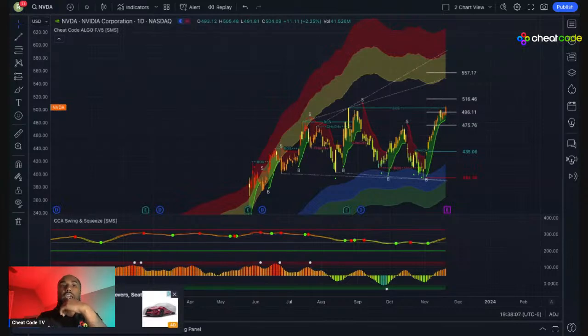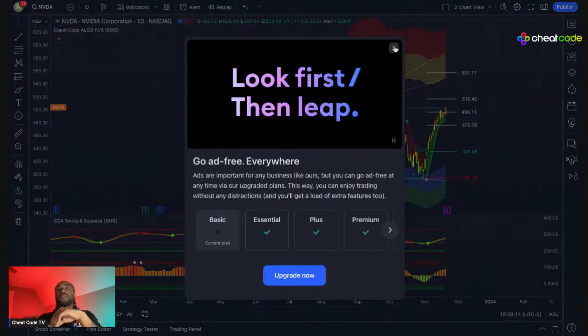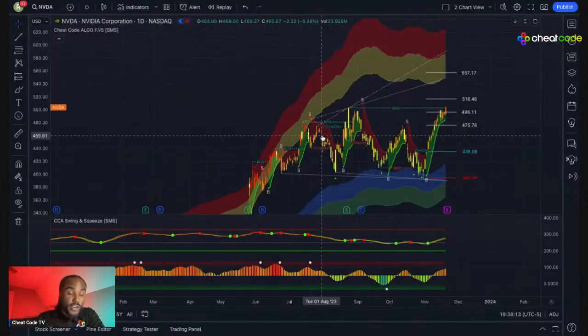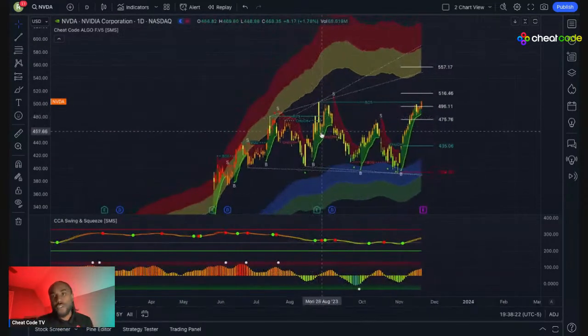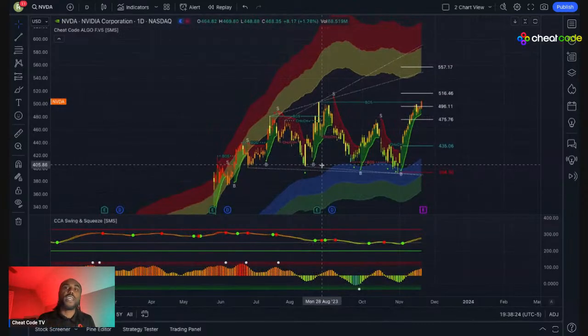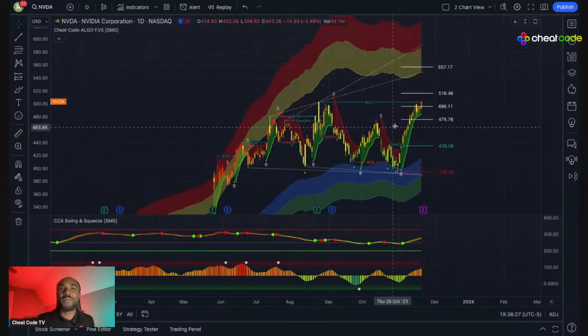Today we're going to cover an introduction to Cheat Code Algo version 5. It is finally here. The wait is over. And plus, we're giving you free trial access. So today I'm going to break down how to get that free trial, what the new features are, and explain what it is that you see on the screen, right?